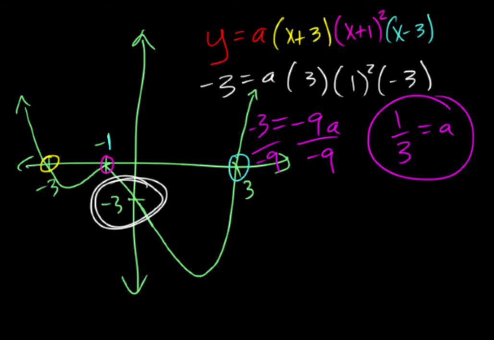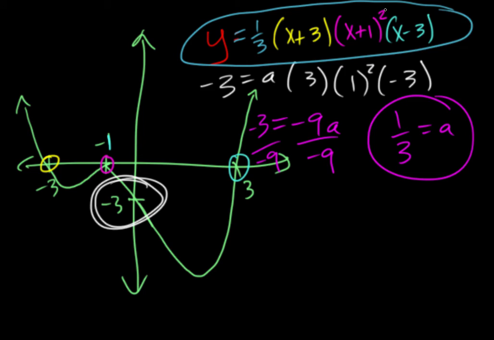Divide by negative 9, divide by negative 9, negatives cancel, and that leaves 1/3 for a. And so we come back up here and change that to 1/3, and that's the equation of our quartic function.